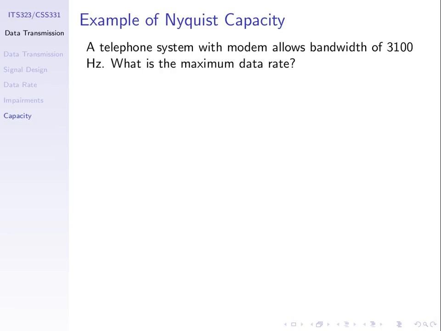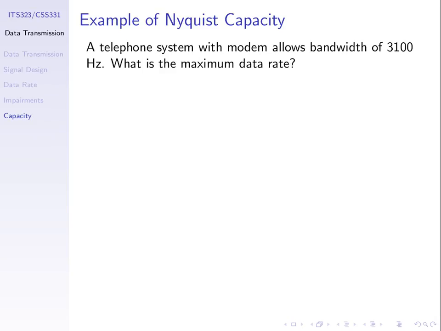Telephones have been around for 100 years or so. What are they used for mainly? What data is communicated with telephones? Voice. The typical bandwidth of a human voice is about 3,000 hertz. When we speak, it ranges from hundreds of hertz up to about 3 or 4 kilohertz. So this telephone system was designed only to carry that range of frequencies.